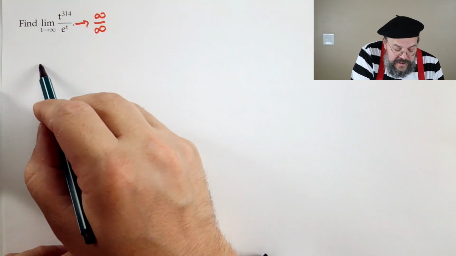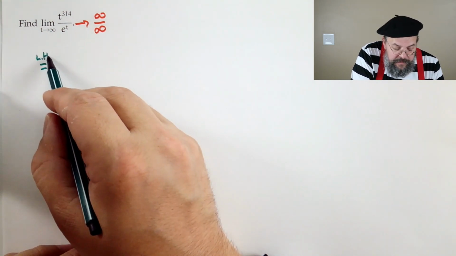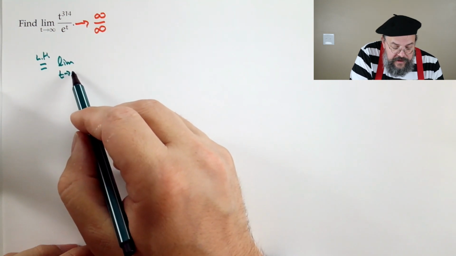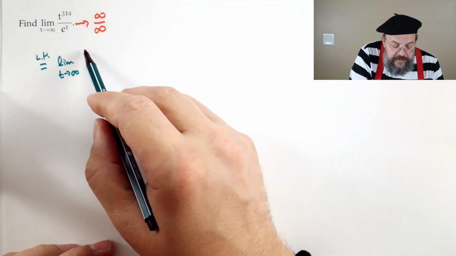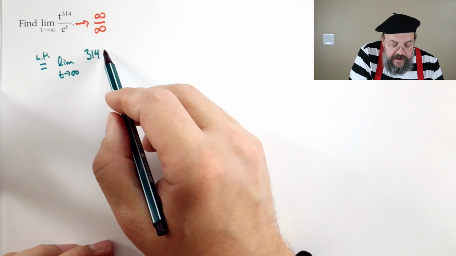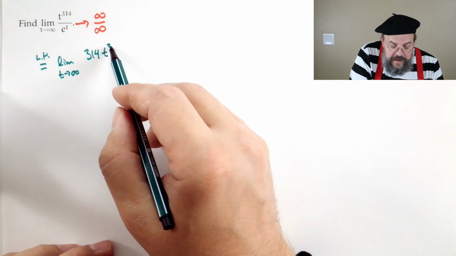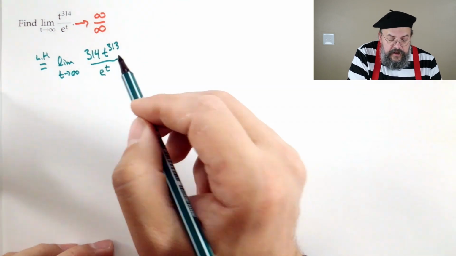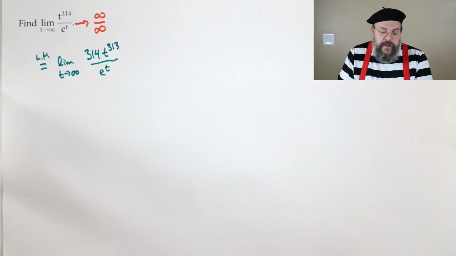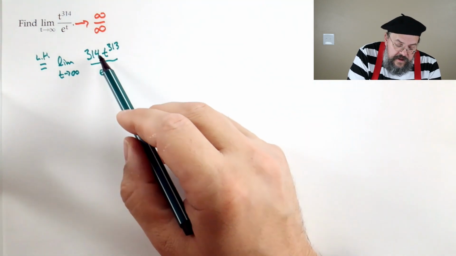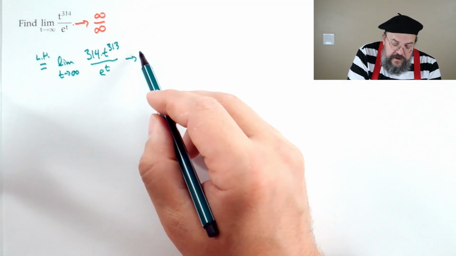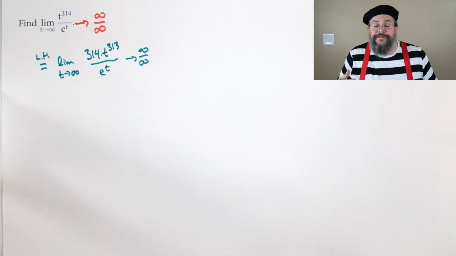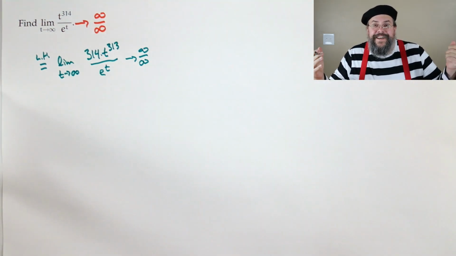So we'll do it once. So here we go, L'Hopital. This becomes a limit as t goes to infinity. Through the top, the 314 comes down, then it's t to one less number, 313, over e to the t. Okay. Now, what happens to this? Well, it's going to infinity over infinity, right? Because e to a big number is big, and a big number to a power is big.